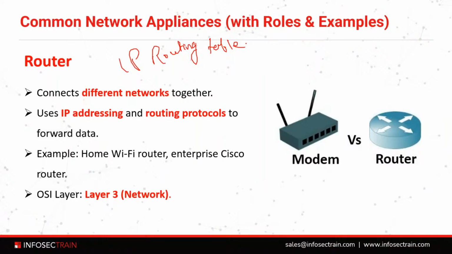If the destination is within the same local network, it sends it directly. If it is outside, it forwards the packet to the internet service provider's router, right? And when the destination replies, the router maps the response back to the correct internal device, right? So that is a router, which allows multiple devices to communicate with each other.